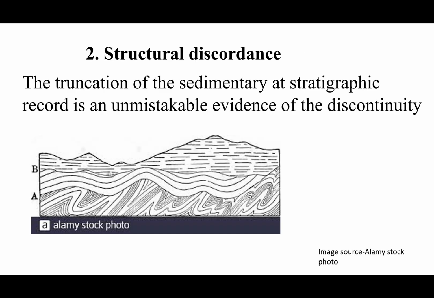The second criterion that helps to identify an unconformity is structural discordance. The truncation of the sedimentary or stratigraphic record is unmistakable evidence of discontinuity. You can see in this figure that the faulted strata are overlain by another sinusoidal type of strata, and then there are parallel strata. So this line where the pointer is going is called an unconformity surface.